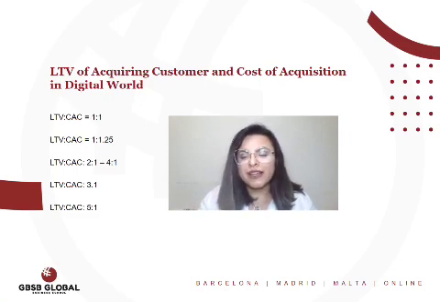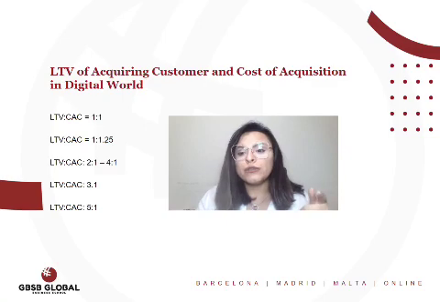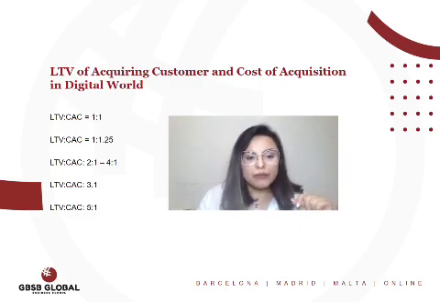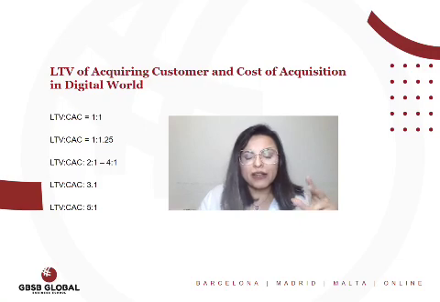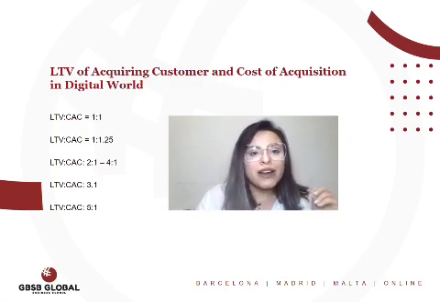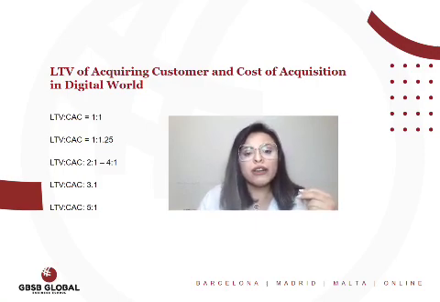So eventually the company is going to be paying more than what it will be making out of a customer if our LTV equals our CAC. Another example, if the LTV is lower than the CAC, if the ratio for a company is 1 to 1.25, it means that the brand is spending more to acquire a customer than it will ever make from that customer, even when only marketing costs are taken into account.